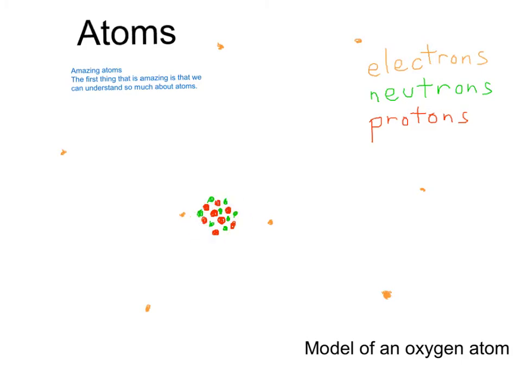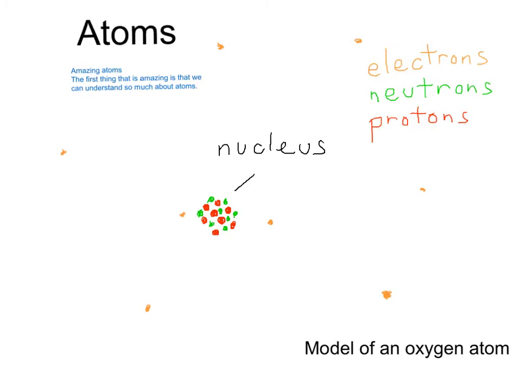And the electrons are away, farther than the others, far away from the center. So this center part we call the nucleus. So in the nucleus we find protons and neutrons, and electrons are found outside the nucleus, far away from the nucleus. So the second amazing thing about atoms is that atoms are mostly actually made up of empty space.